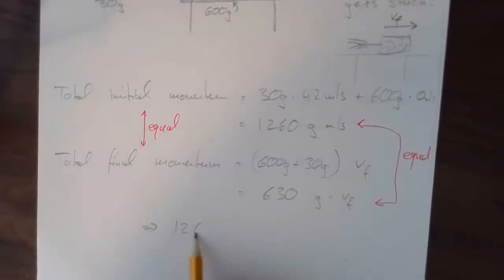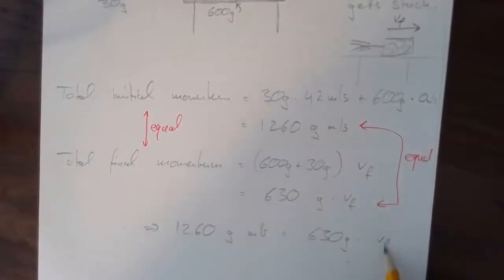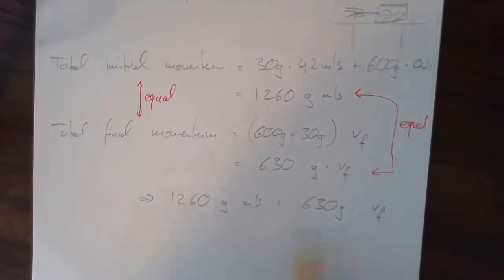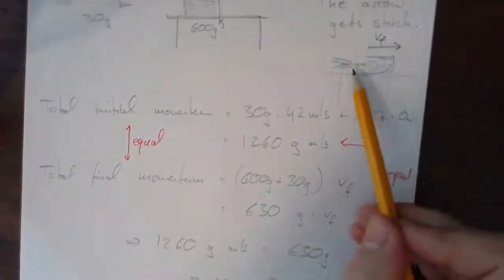So I've got 1260 gram meters per second equal to 630 grams times v final. You can see the grams are just fine, I can cancel them out. If I'd worked in kilograms, I'd just put 1.26 and 0.63, a factor of 1,000 on both sides. It doesn't change the algebra. Of course, they're nice numbers, chosen to work out nicely: exactly 2 meters per second.